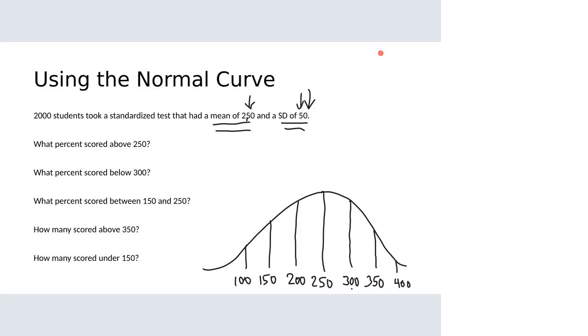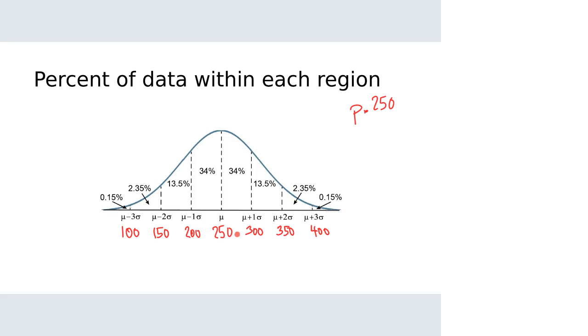The first question we were given here says, what percent of the students scored above 250? So what we're going to do is we're going to go back and look at our picture. We're going to say, okay, well, here's where 250 is, right there. What percent of the students scored above 250? Well, above 250 are the students that are over here. And so what we need to do, if we want to know what percent of students scored above 250, is we need to identify those regions and add all that up.